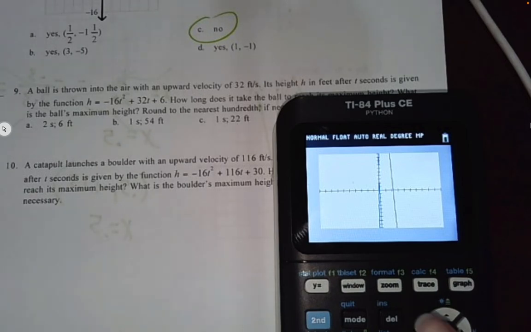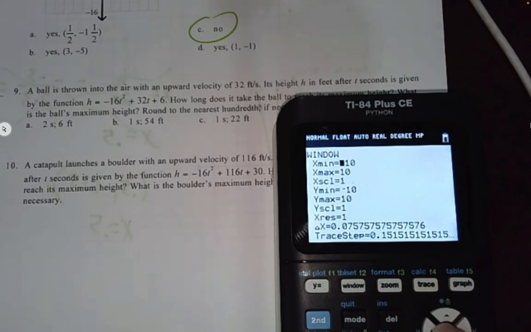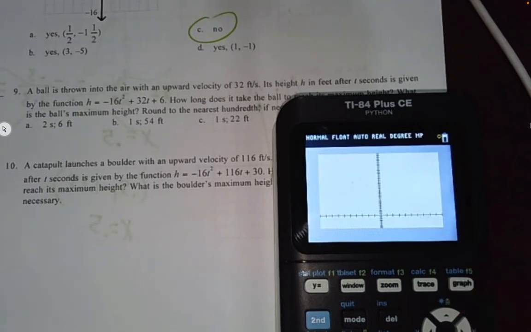So what I would do is I would go to my window. Your x values take you left and right, and your y values take you up and down. So we're going to change this one, the y max. I don't know. I'm just going to put 50 and see what happens. Oh, that was plenty. I probably could have put 25. Okay? Everybody good with that? Now what do I do?